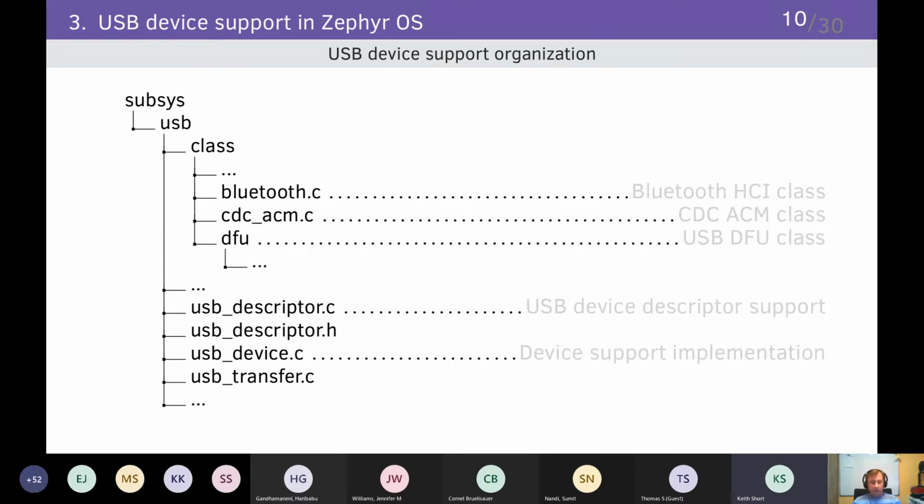There's a question in the chat, Johan. Is it possible to configure the reported USB device ID at runtime? For example, the device UUID. I see that. In the current USB device support, it's not possible. Yes, it's on my list. I will describe it later.